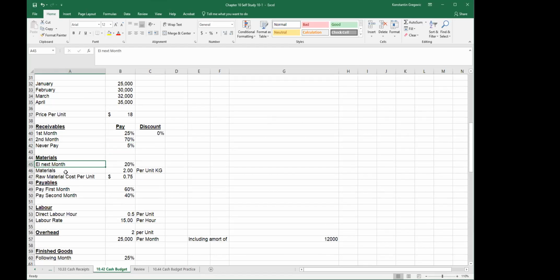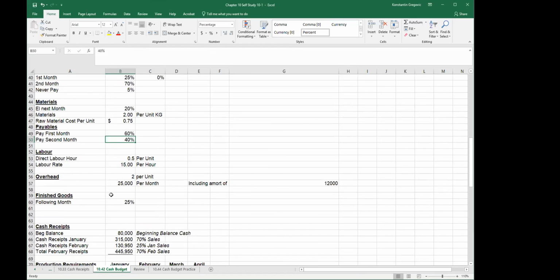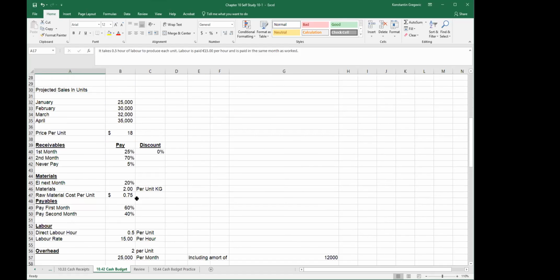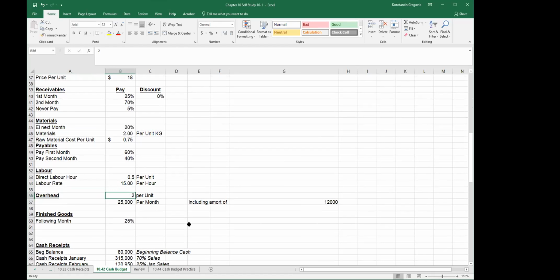So materials, ending inventory next month is 20%. The material cost is $2 per kilogram. The raw material cost is 0.75. And again, the payables, we pay 60% the first month, we pay 40% the second month. Here's our labor cost, 0.5 direct labor hours per unit. Should be somewhere here, it takes 0.5 hours of labor per unit. The labor rate's $15 per hour. Overhead is 2 per unit.